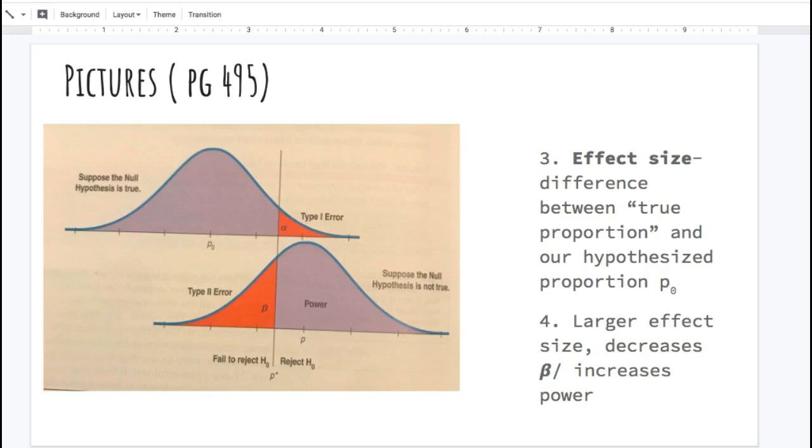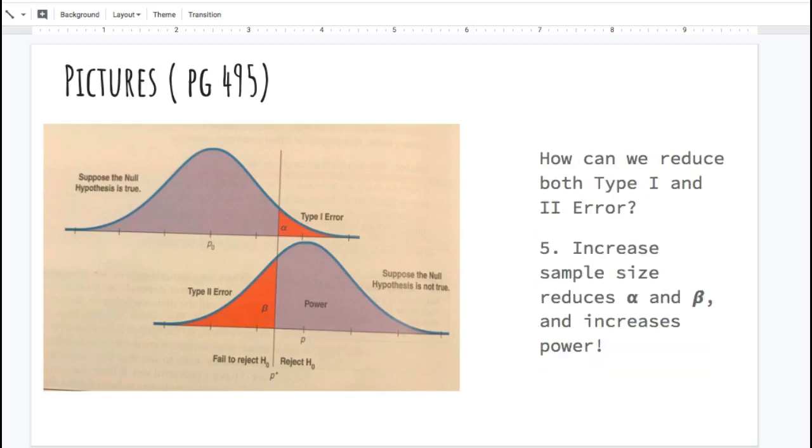Now, the last thing we need to think about: if we wanted to reduce both type 1 and type 2 error, so I want this and this to get smaller, we really need our distributions to shrink and have less variation. In order to have less variation, you need to increase your sample size. When we increase our sample size, that's going to reduce both types of error. When you reduce type 2 error, that increases your power.